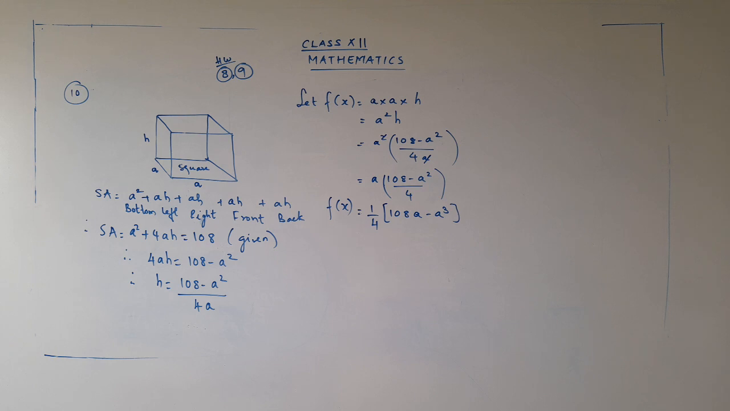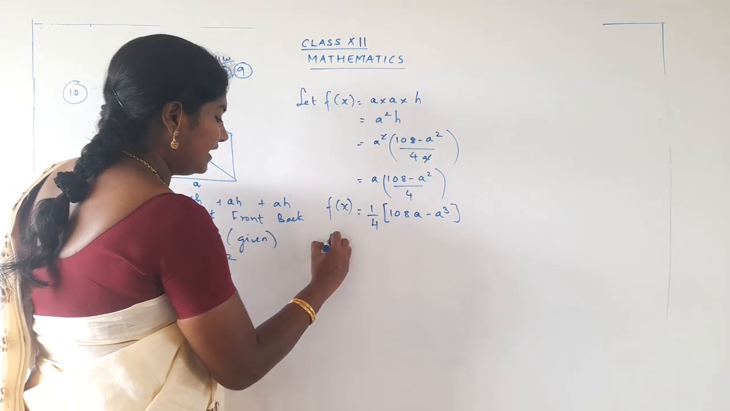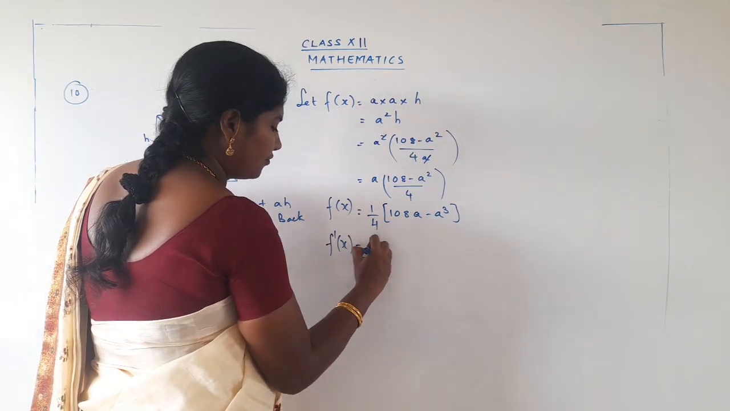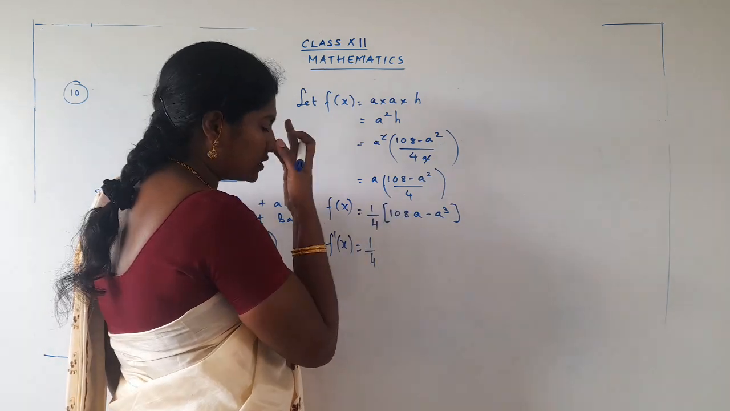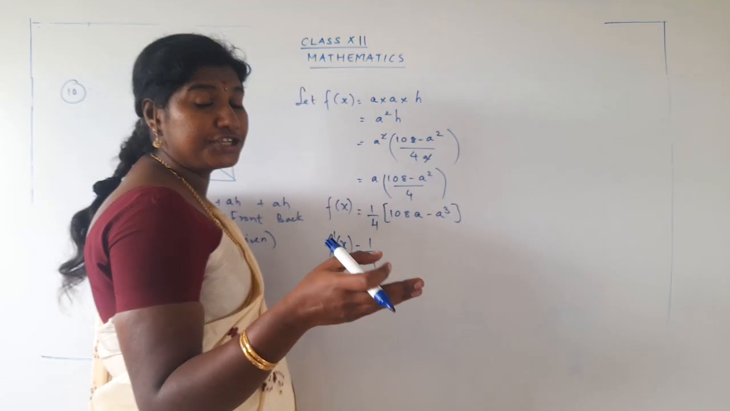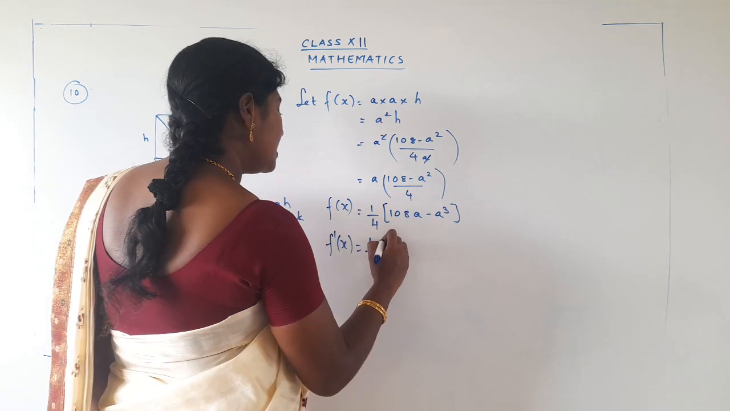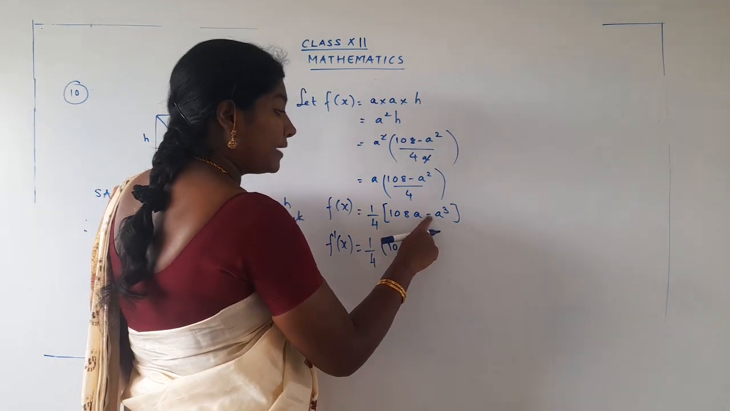Okay, now let's continue with the next step. So now we have to find out f dash x here. So when you find f dash x, keep this 1 upon 4 as it is. Do not change this 1 upon 4. Now let's find out the derivative of the inner part. So this is 108 into a. So what is the derivative of a? It is 1. So I get the answer 108, minus a cube.